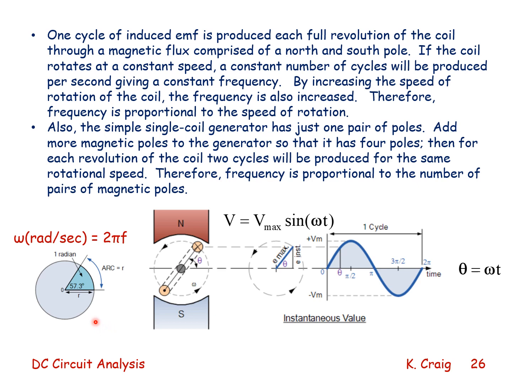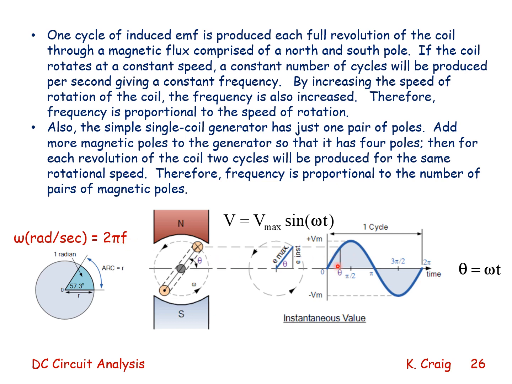At the bottom left, we see a diagram that defines what a radian is. Here we have a circle of radius r, and the angle that gives an arc length equal to the radius is 57.3 degrees. We define that as 1 radian. Omega, angular frequency, has units of radians per second, and it's related to the frequency f, cycles per second, or hertz, by the equation omega equals 2 pi f.